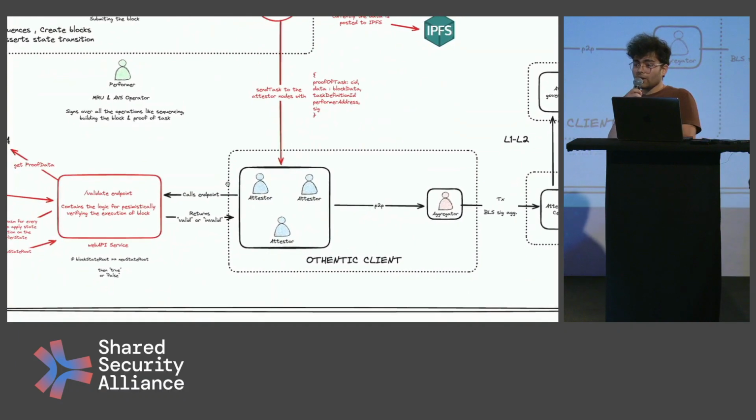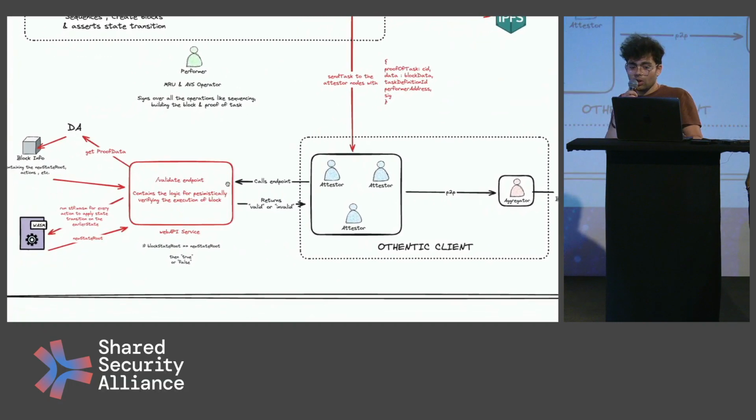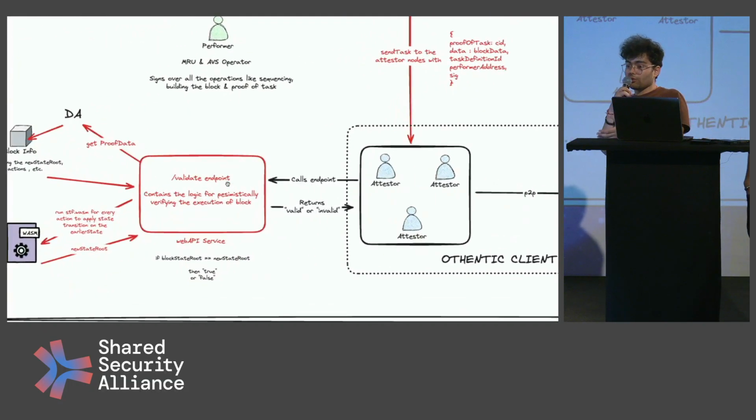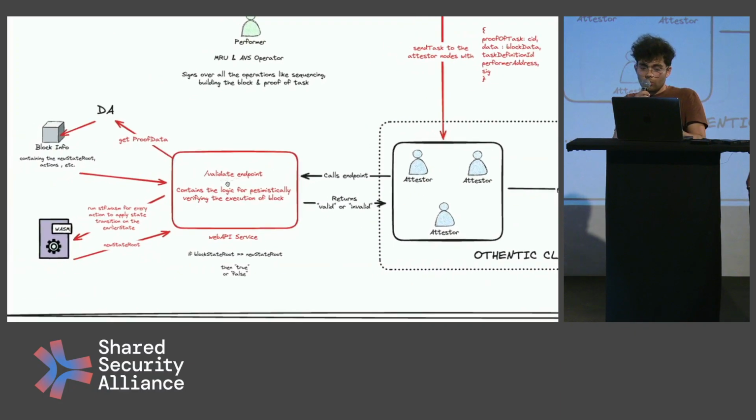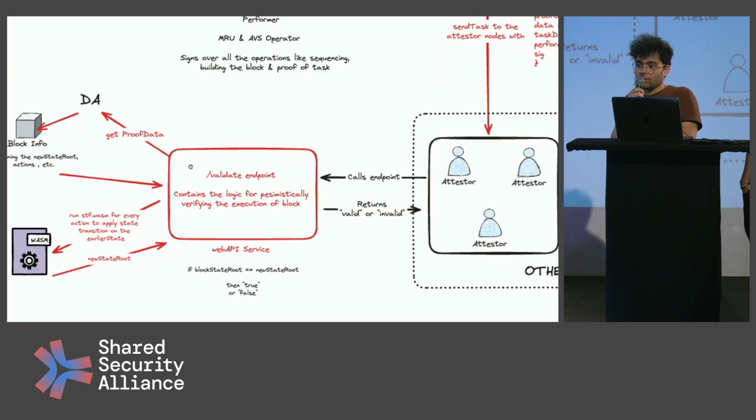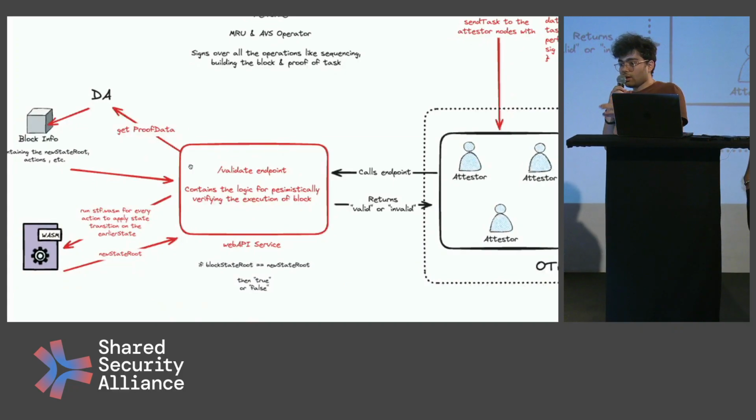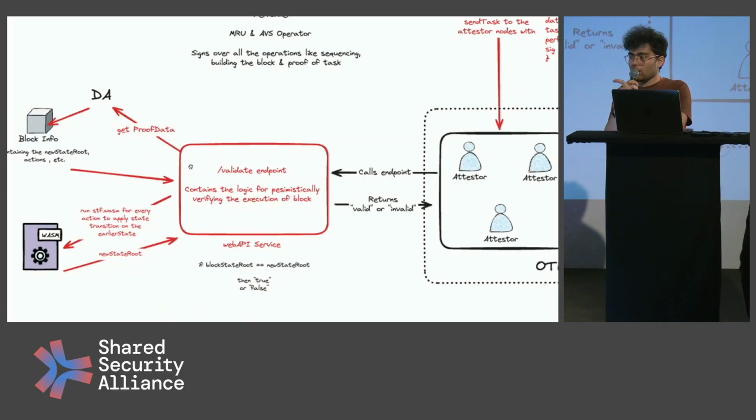Now here, the attester entities can pick up these blocks. They can call the validate endpoint, which is what we hosted on our server, and it contains the logic for pessimistically verifying the execution of the block again. Basically, in the back end, it will get the proof data from the DA layer first of all, then prepare the block information, and then here is the interesting part of verification.